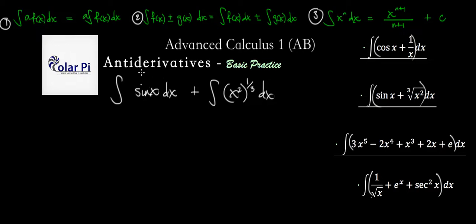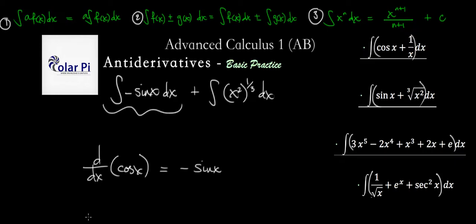Now, if you look at this and ask, what is it that we took the derivative of to get sine x? There is nothing that comes to mind just off memory. But there is something that when you take the derivative of it, you get something very close to sine x, and that is taking the derivative of cos x. The derivative of cos x is equal to negative sine x. And so if there was a negative sign right here, then we would recognize this antiderivative. It's going to be cos x.